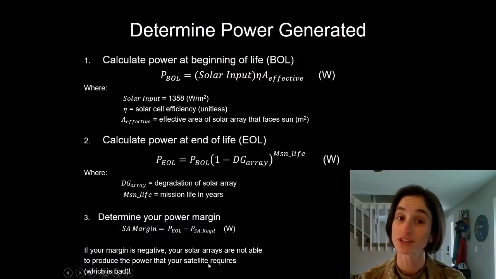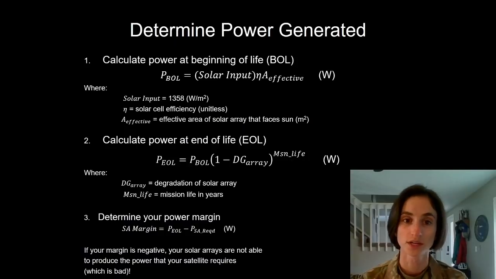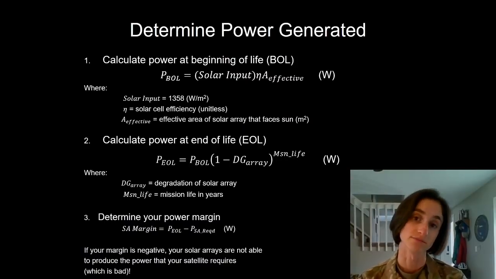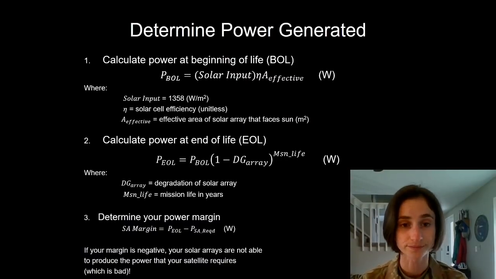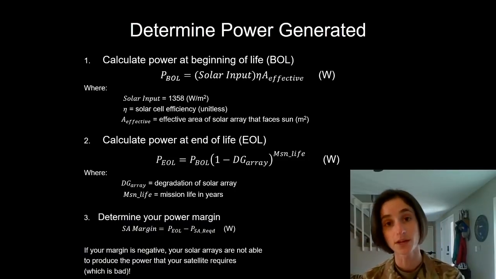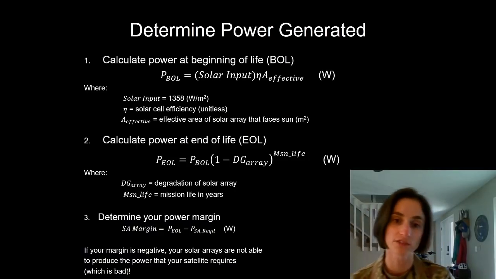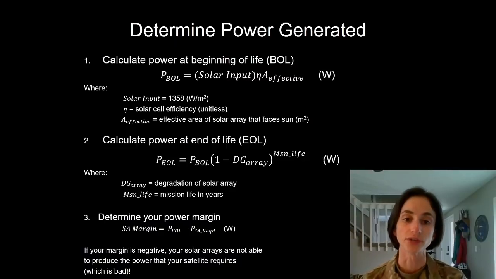So first thing you do is calculate how much you're going to have at the beginning of life, and that's just this solar input, which is 1358 watts per meter squared, times the efficiency times the area. You notice how solar input is in watts per meter squared. That's power per area. And if you multiply that times area, then you've got power, which is kind of cool. Second, we can find power at end of life using that power beginning of life number times this degradation factor.